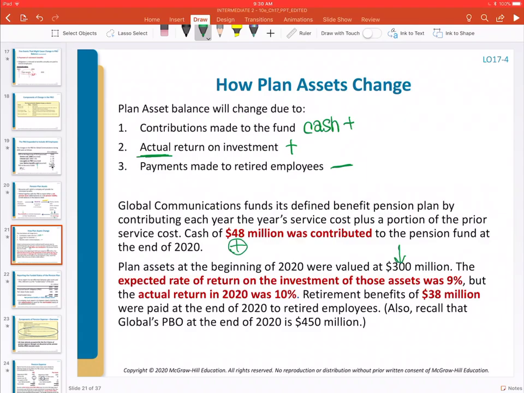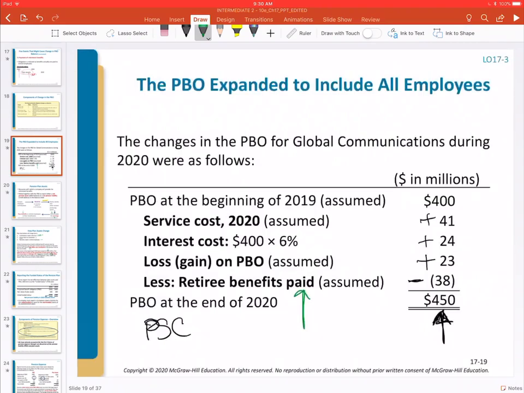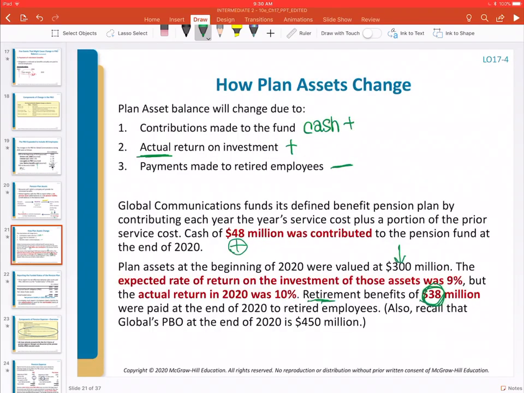Then I'm going to skip the rate of return thing, and I'm going to jump down here to retirement benefits paid. Retirement benefits paid were $38 million, and you'll remember that that number should look familiar because that was what we included in the projected benefit obligation calculation too, right? We said, again, if I jump to slide 19, we said that we paid out $38 million of the retirement benefits. So not only will our projected benefit obligation, our liability, decrease by $38 million, our plan assets are going to decrease by $38 million as well.